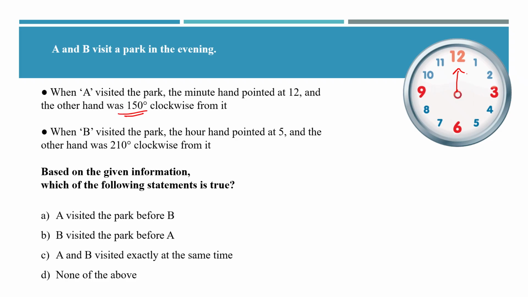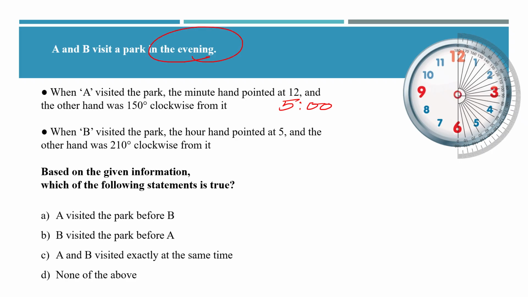Let me use a protractor. If this is 0, 150 degrees lies somewhere here. Yeah, my line is not straight, but still, it is 150, which means 5 o'clock. It is 5 o'clock, right? Since it is evening, it is considered to be PM. Great. And when we visited the park, the hour hand was at 5. It's the same. Let's check where the minute hand is.